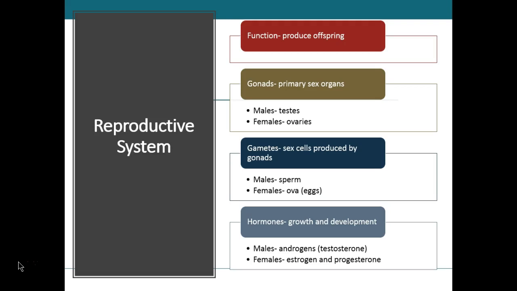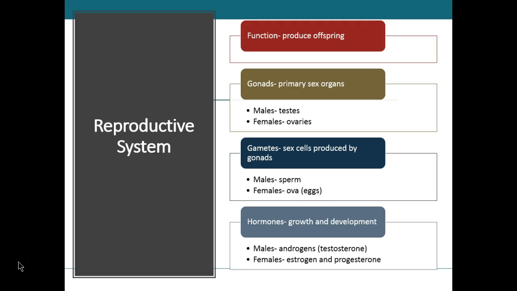The gonads, which are the testes in the male and the ovaries in the female, yes, I know what you're thinking. Females do have gonads. Gonads are just the structures in the human body that produce the sex cells. So the gonads, testes in males and ovaries in females, produce gametes, the sperm cells and the egg cells, and they also secrete the sex hormones.